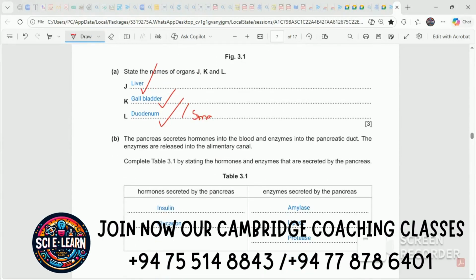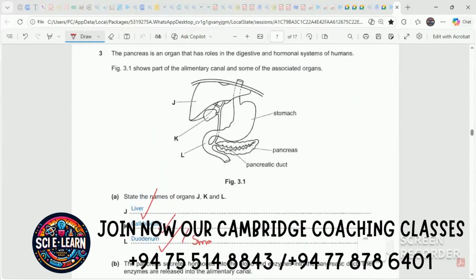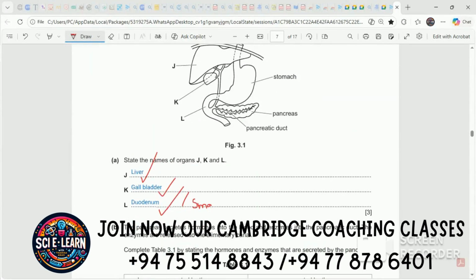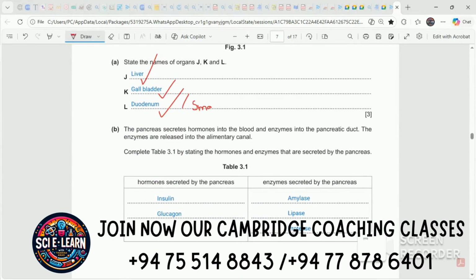I was just letting you know, sometimes in the tense moments when you are doing questions in your exam, if you just forget the name of duodenum, you can just quickly write small intestine. That is also acceptable. Because at the very tense moments we forget things, even the simplest things. So you got 3 out of 3 for that.